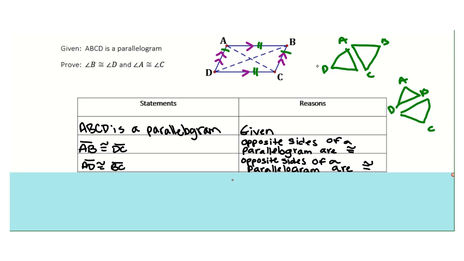Well, I have another set of triangles too, don't I? I have triangle AB in this middle and triangle DC in this middle. So we have lots of different triangles that we can work with to figure this out.